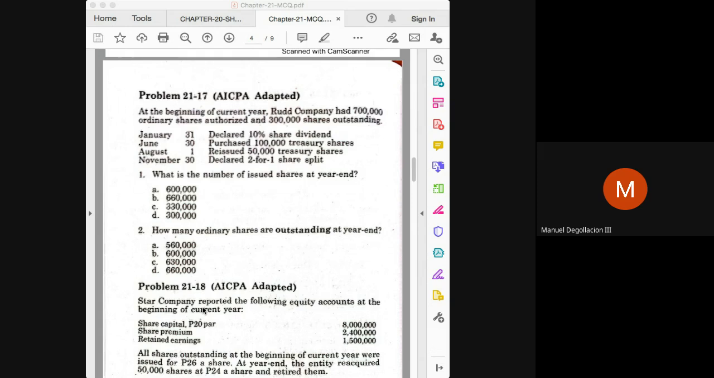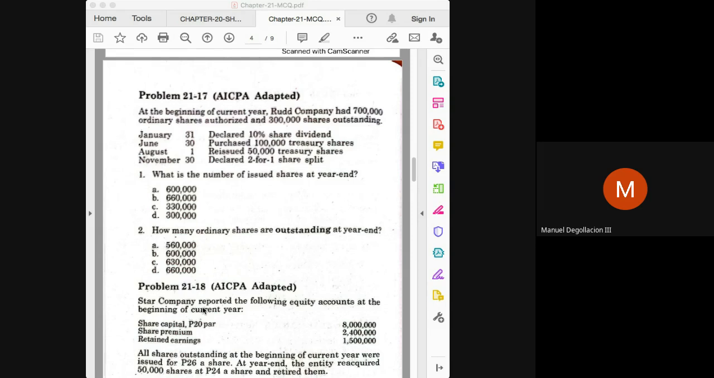Treasury shares will not affect issued shares. Reissuance of treasury shares will also not affect issued shares. The transaction that will affect our issued shares here will be the November 30 transaction, which is a 2-for-1 share split. So from the 330,000, it will now be 660,000. So by the end of the year, our issued shares would be 660,000.